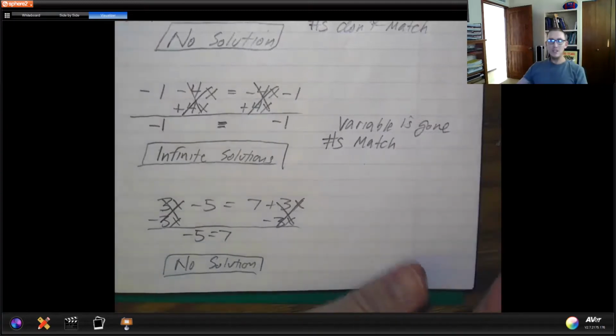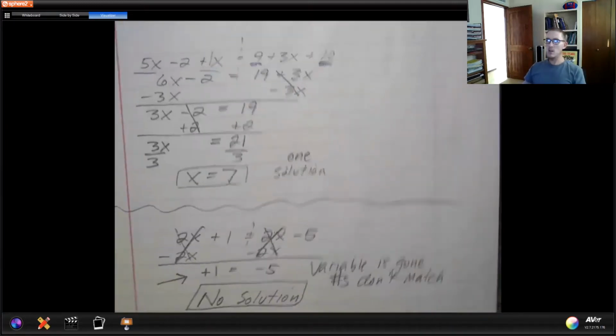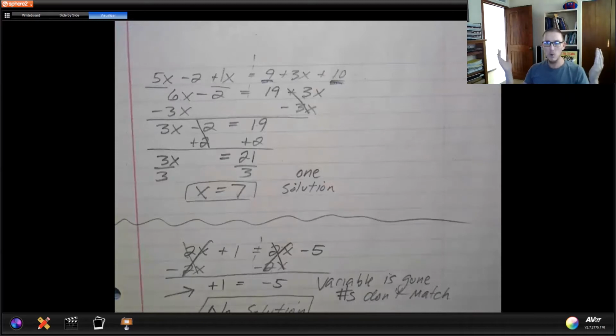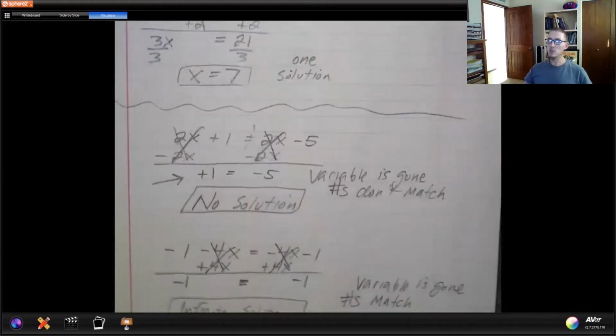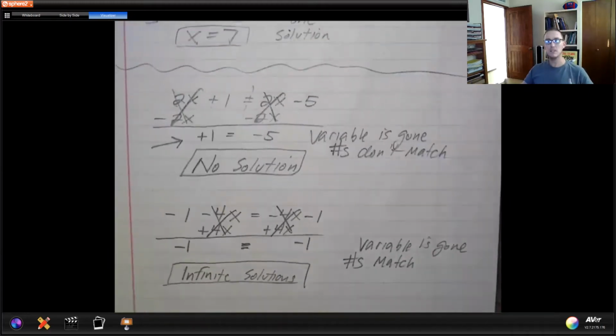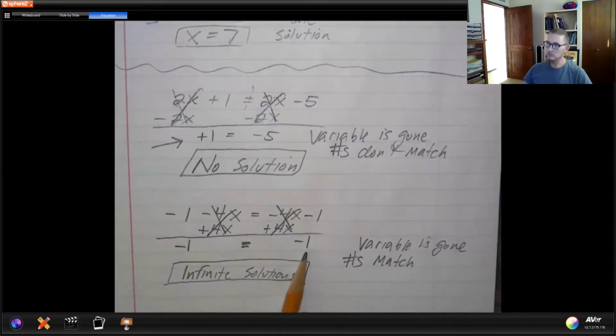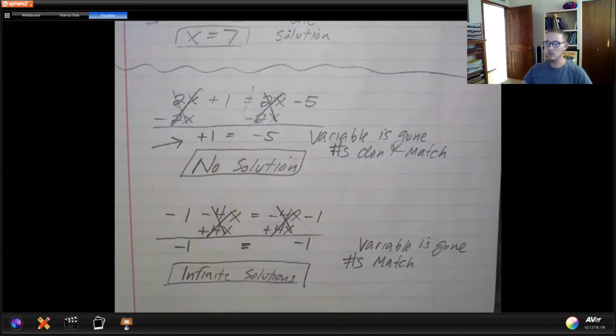So we've got three scenarios. We've got a regular equation where variables don't cancel out, and I just solve for x and I get x alone. And then I have what happens if the variables do cancel out, and then I have to decide what number is remaining. Are they numbers that match, giving me infinite solutions, or is it numbers that don't match, giving me no solution?